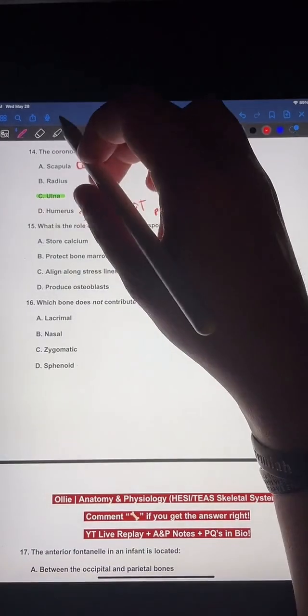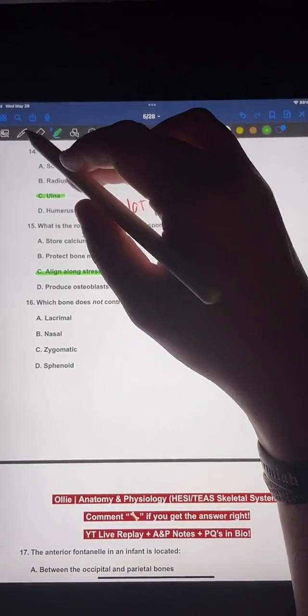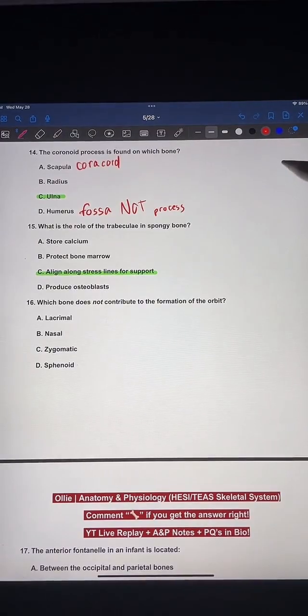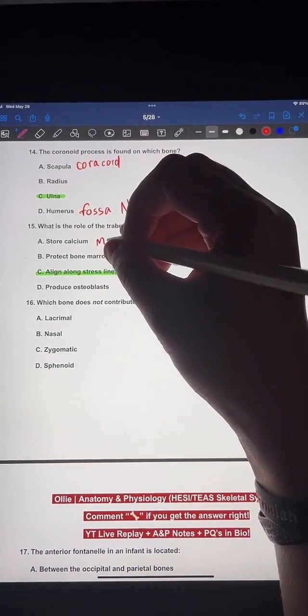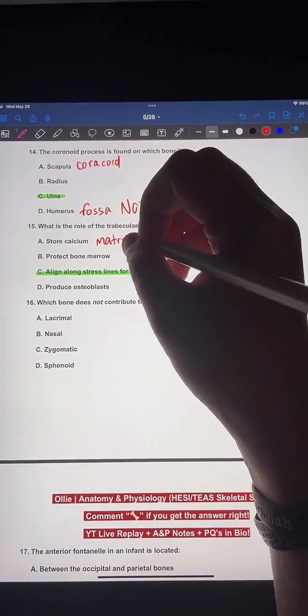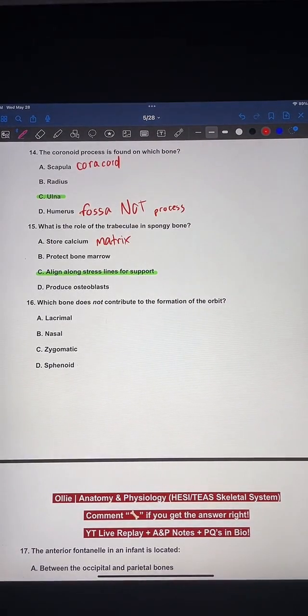15. The answer is C. They align along stress lines for support. This helps the bone resist the mechanical stress. Storing calcium, that's the function of the matrix. And that's not trabeculae specifically. Protecting bone marrow, that's not the primary function. And producing osteoblasts, that's in the periosteum and endosteum.